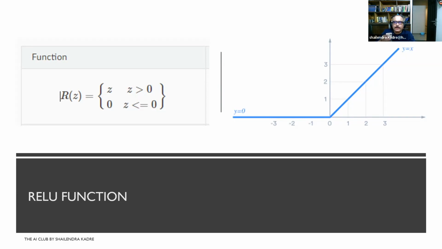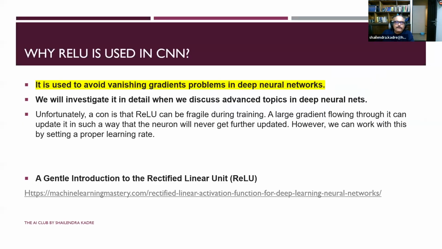So this is the concept of ReLU, and then we go ahead. I promised I will explain why we use only the ReLU function. It is used to avoid one problem, something called the vanishing gradient problem in deep neural networks.